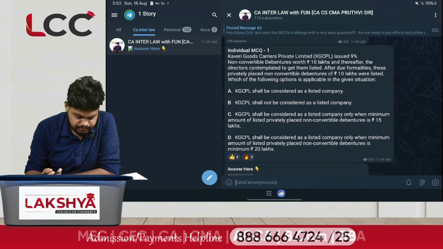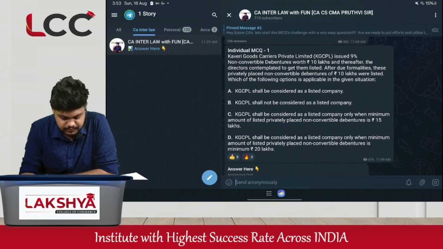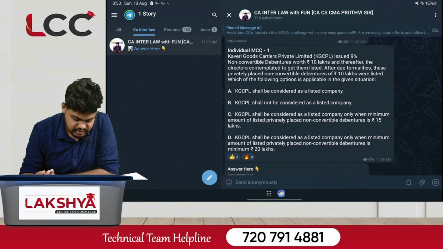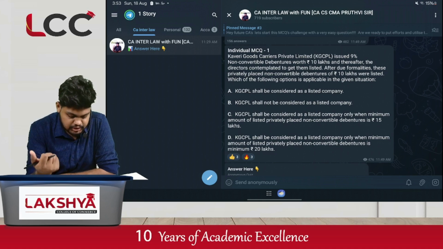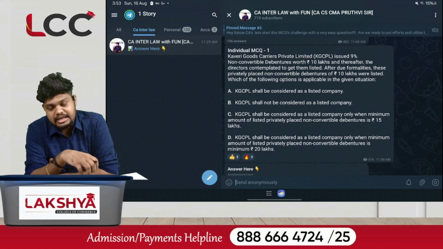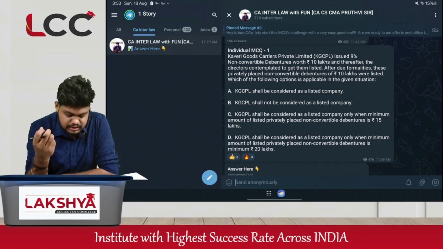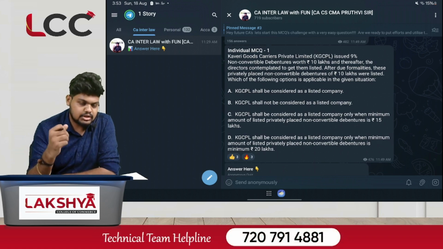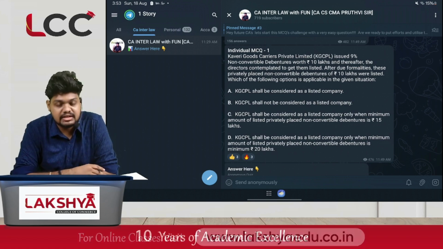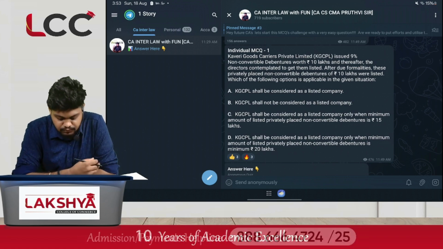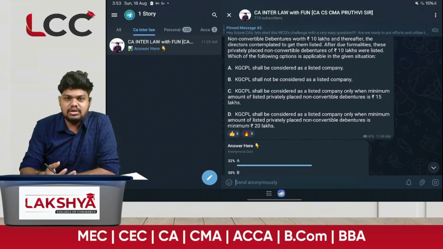Kaveri Goods Private Limited, so it is a private company, issued 9% non-convertible debentures worth rupees 10 lakhs, and thereafter the directors contemplated to get them listed. So the directors of that company wanted these securities to be listed on a recognized stock exchange. After all the due formalities, these privately placed non-convertible debentures were listed. They have also given the fact that these are privately placed, not from a public offer, but privately placed under section 42. Which of the following options is applicable in the given situation? They are asking whether it is a listed company or an unlisted company.